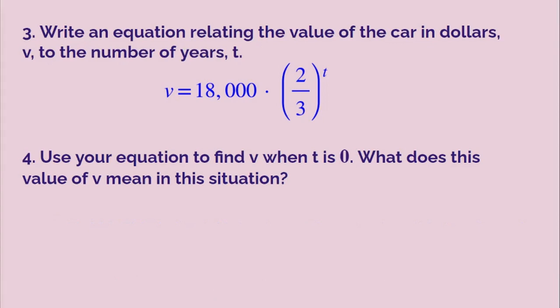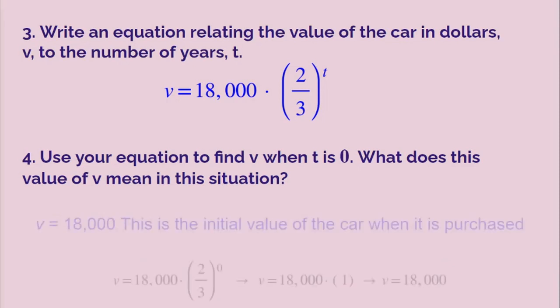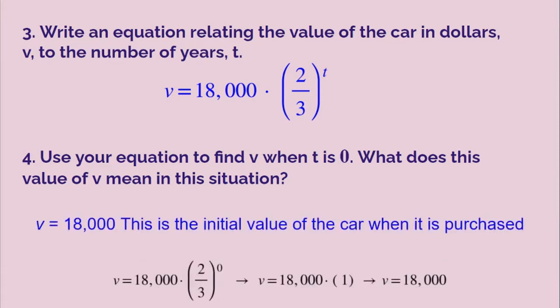Number 4, use your equation to find V when T is 0. What does this value of V represent in the situation? So there's the work for finding V when T is 0. You substitute in 0 for T and then solve. You end up with V equals 18,000. This is the initial value of the car when it is purchased.